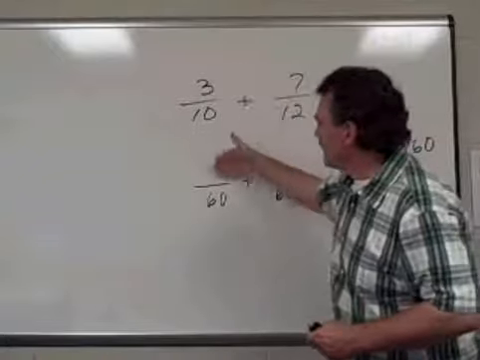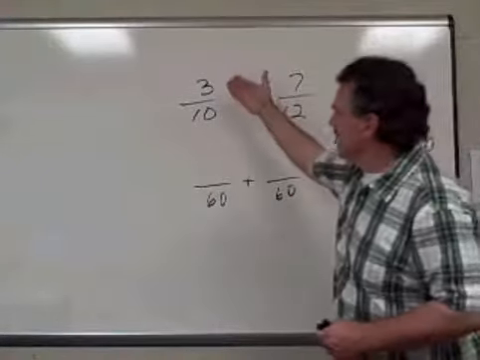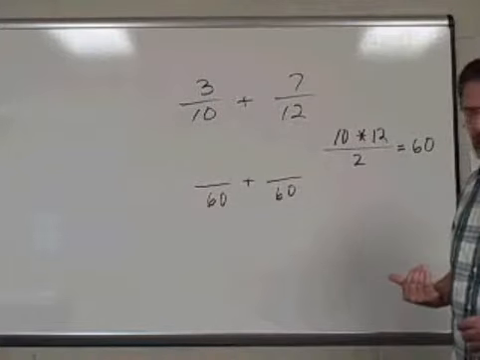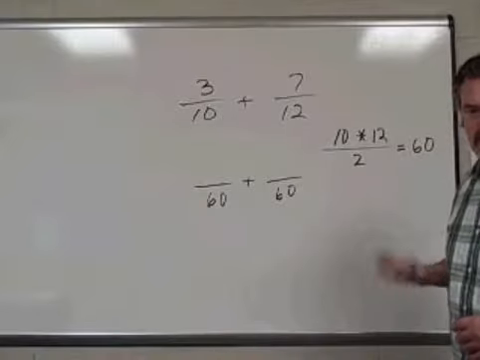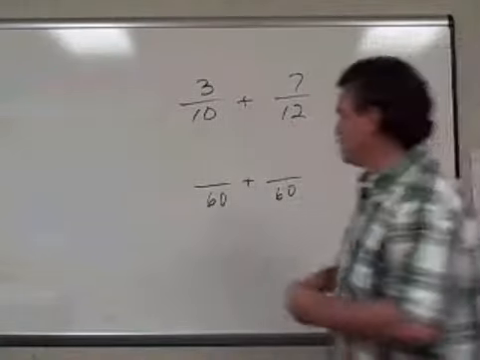Again, we can't just bring down the 3 and bring down the 7, because then we would be saying that 3/10 was the same as 3/60, and that doesn't make any sense at all. We know that's not true. Those aren't the same quantities. We have to build those fractions up.